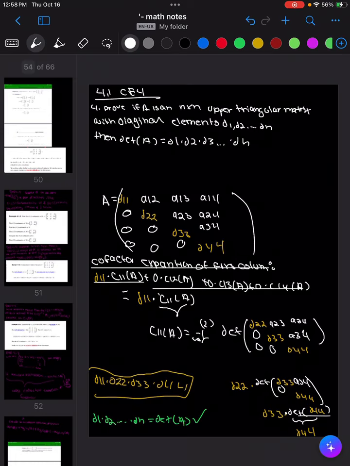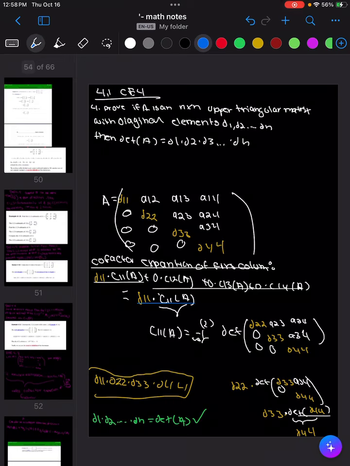And so essentially this would just be like a recursive relation where we just keep applying the same process over and over again. So right here we got the first diagonal times the cofactor where you remove the first row and the first column, and essentially that cofactor would just be a new determinant where you remove the first row and the first column.